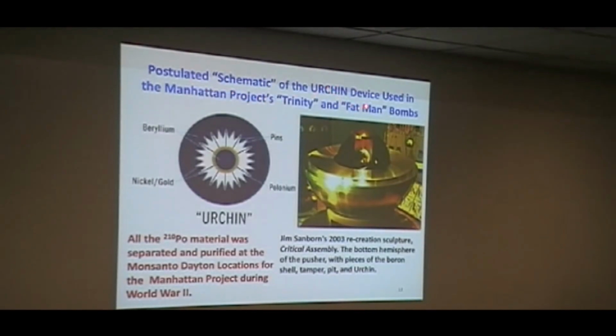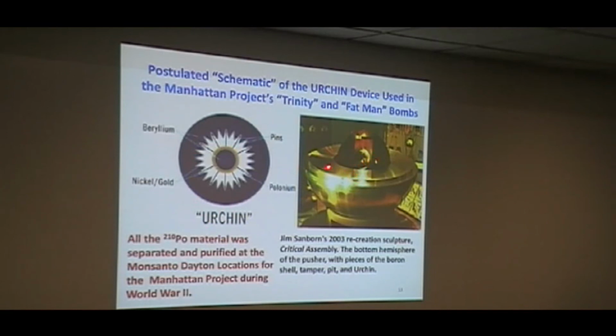And this is a schematic of the device called Urchin that the Manhattan Project developed, where you would have polonium, very rare, coated on a beryllium particle that would compress. All the polonium material was separated and processed at the Monsanto Dayton project as part of the Manhattan Project. This was then sent to Los Alamos, assembled into the weapon.